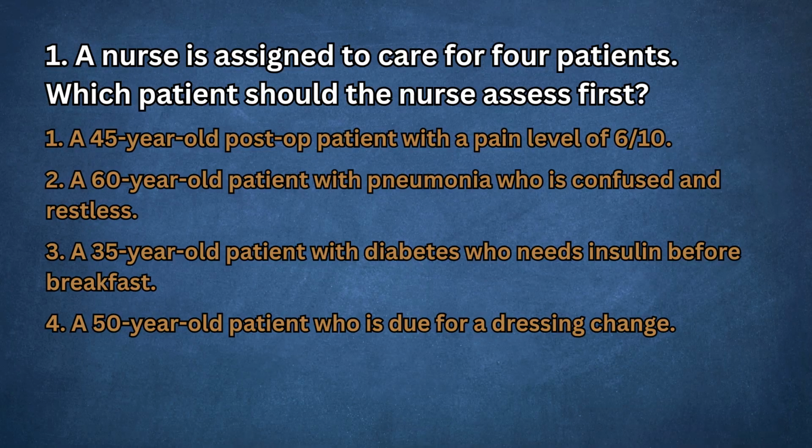1. A nurse is assigned to care for 4 patients. Which patient should the nurse assess first? 1. A 45-year-old post-op patient with a pain level of 6 out of 10. 2. A 60-year-old patient with pneumonia who is confused and restless. 3. A 35-year-old patient with diabetes who needs insulin before breakfast. 4. A 50-year-old patient who is due for a dressing change.